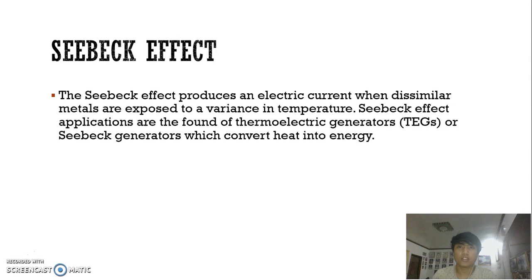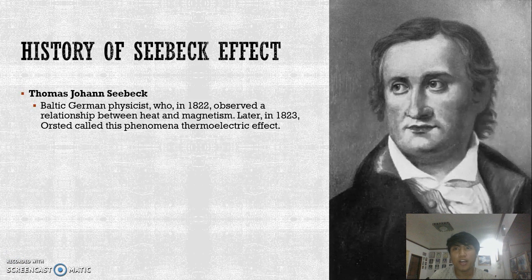So, moving on, the Seebeck effect. The Seebeck effect produces an electric current when dissimilar metals are exposed to a variance in temperature. Seebeck effect applications are the foundation of thermoelectric generators or Seebeck generators which convert heat into energy. The man behind Seebeck effect is Thomas Johann Seebeck. He is a Baltic German physicist who in 1822 observed a relationship between heat and magnetism. Later, in 1823, Ørsted called this phenomenon thermoelectric effect.